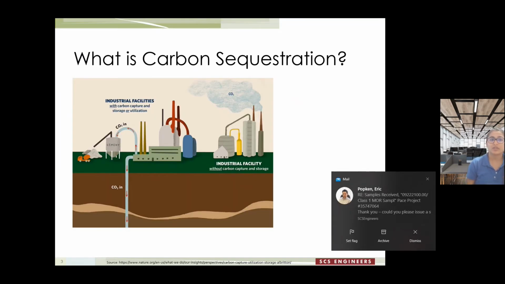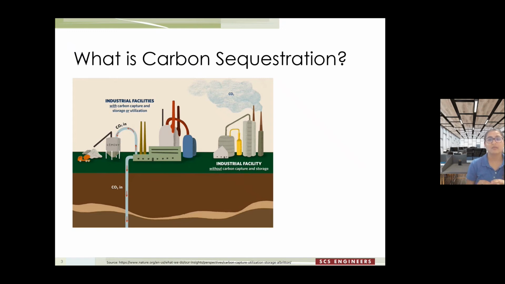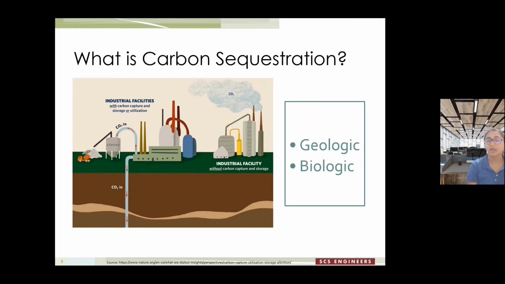So carbon sequestration is the process of capturing, securing, and storing the carbon dioxide from the atmosphere and stabilizing it so that it does not get released back and cause the atmosphere to warm. There are 2 main types of carbon sequestration. One is the geologic and one is the biologic. I will talk to you a little bit more about these two in the next coming slides.